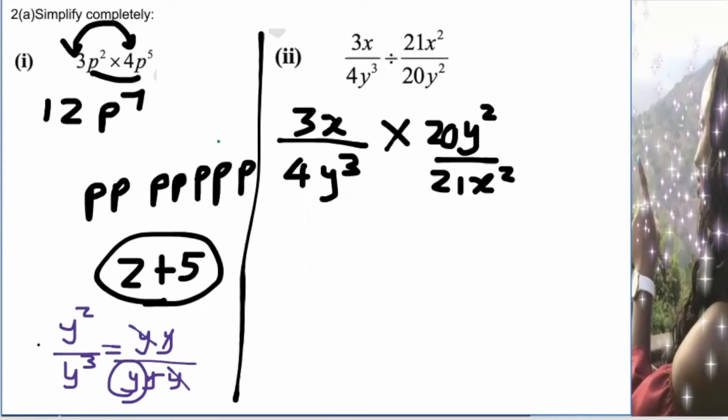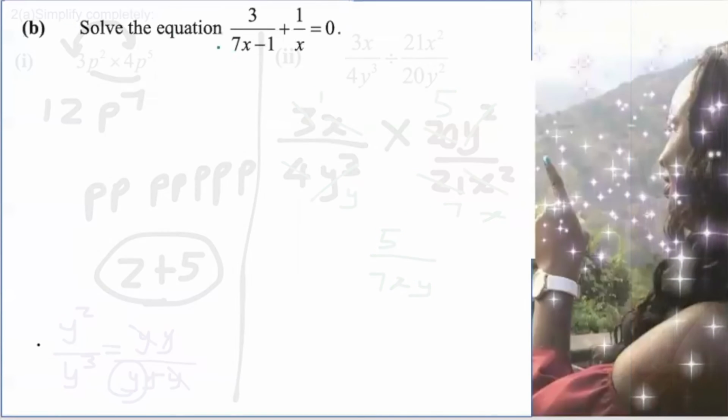Now, we can also do this another way by canceling. 3 into 21 goes 7 times, 4 into 20 goes 5 times, y squared cancel it out, so I'm left with a y, and x cancel it out, I'm left with an x here. So in this case, my answer in the numerator, there's a 1 here, that's a placeholder. 5 times 1, that's 5, and y times 7x, that's 7xy or 7yx. And all of these are possible answers that are correct. That's a lovely thing about math.